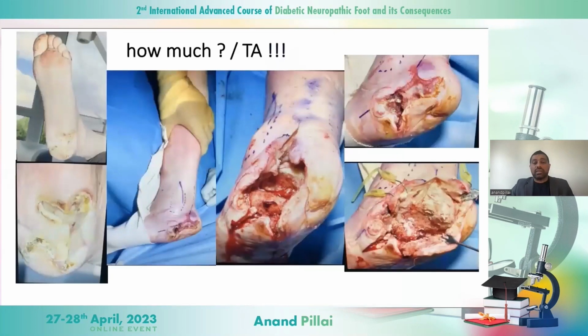So a question I often get asked is how much of the Achilles, how much of the calcaneum should you remove? And also what happens to the Achilles tendon? The answer to your question is that you need to remove as much of the infected bone as needed. As far as the Achilles is concerned, I am not too concerned about it at this stage. The important thing is to try and treat the infection and also to salvage the limb.